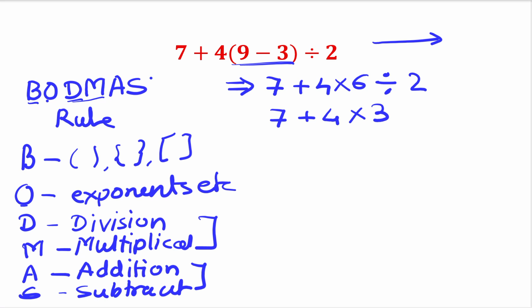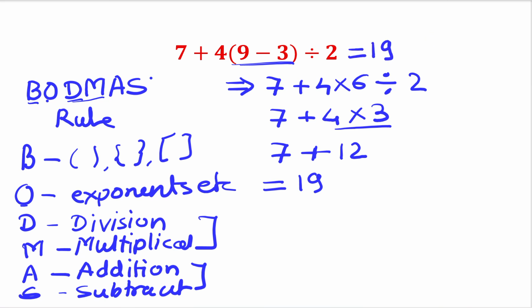So 7 plus, then multiplication, 4 threes are 12, and the final answer is 7 plus 12 is equal to 19. So this answer is equal to 19.